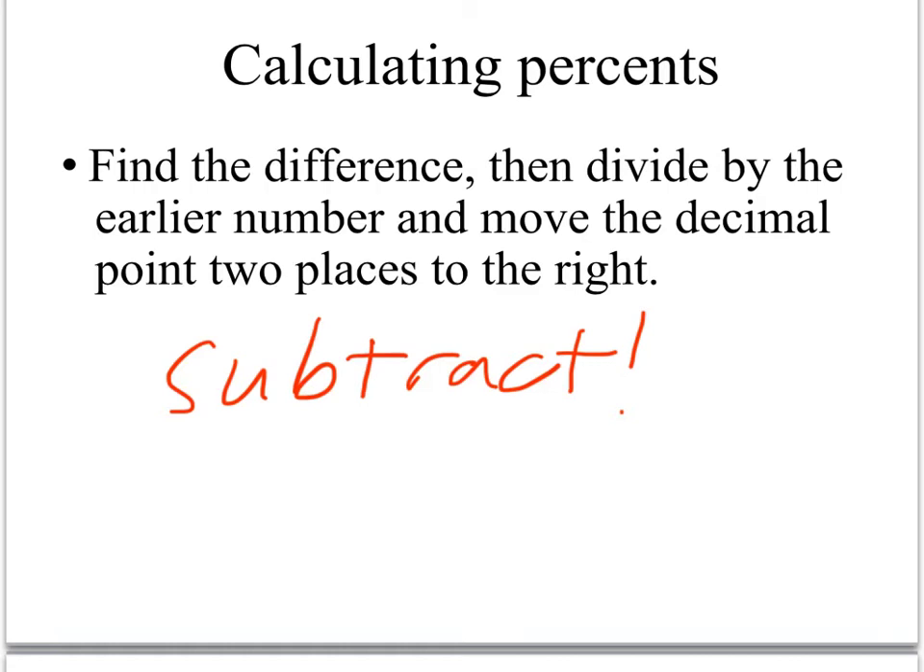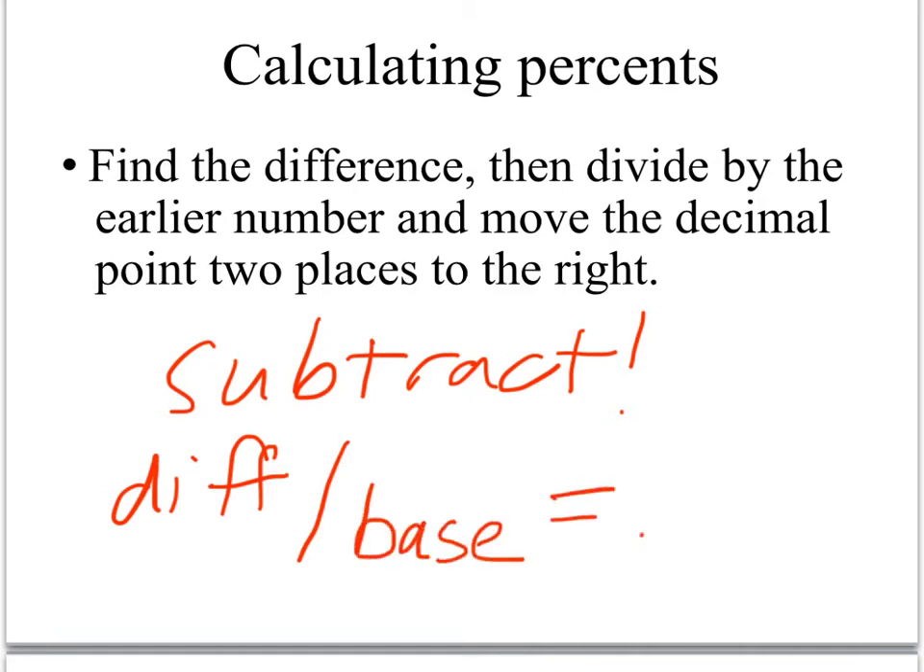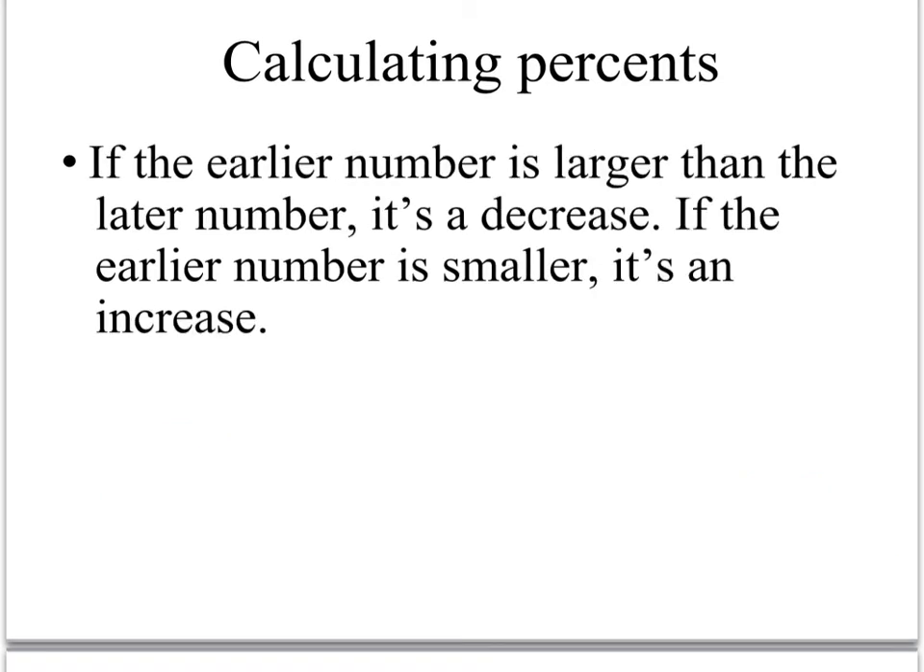Take the difference, you divide by your base number, you will get another decimal. You move your decimal point 2 places to the right, and you get your percent. Again, I said if the earlier number is bigger, decrease. If it's smaller, it's an increase. That's common sense. So don't worry about the negatives and the minuses. Just worry about what is the difference and how big a part of the first number is it. Then you'll find out. You can use your common sense then to figure out whether it's an increase or a decrease.